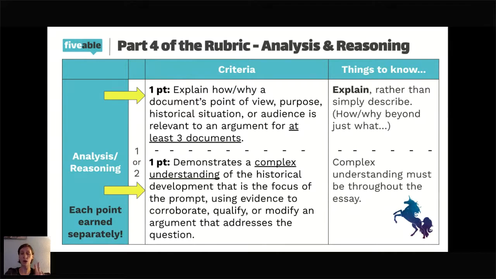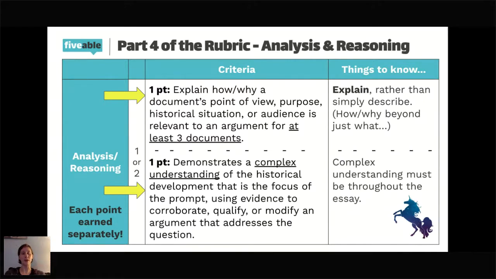The second component of analysis and reasoning is to demonstrate a complex understanding. So rubric language says, demonstrates a complex understanding of the historical development that is the focus of the prompt, using evidence to, and here are some of the keywords, corroborate, qualify, or modify an argument that addresses the question.